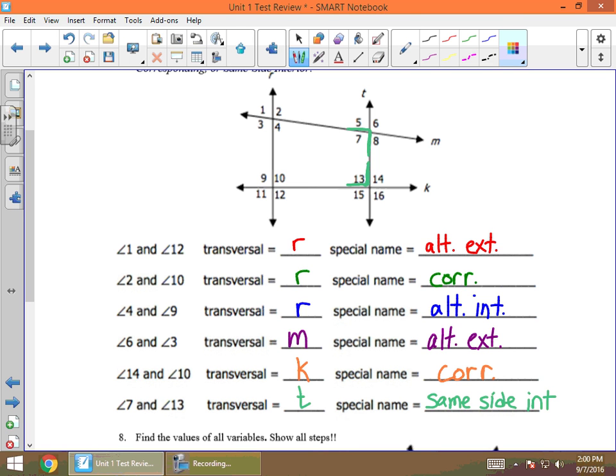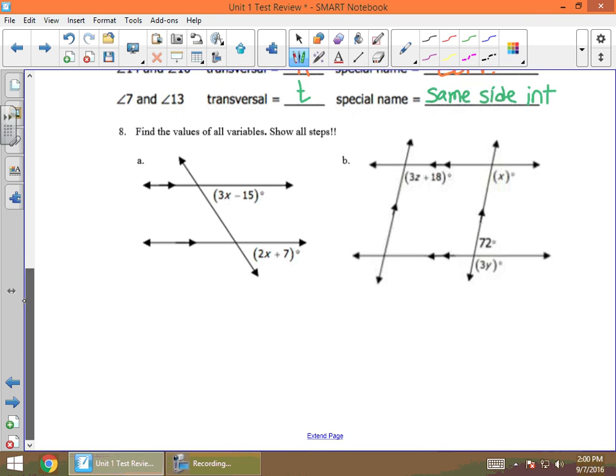Interior angles. Same side interior angles for 7 and 13. All right, let's jump down and take a look at number 8. Question number 8 says find the values of all the variables, show all steps.